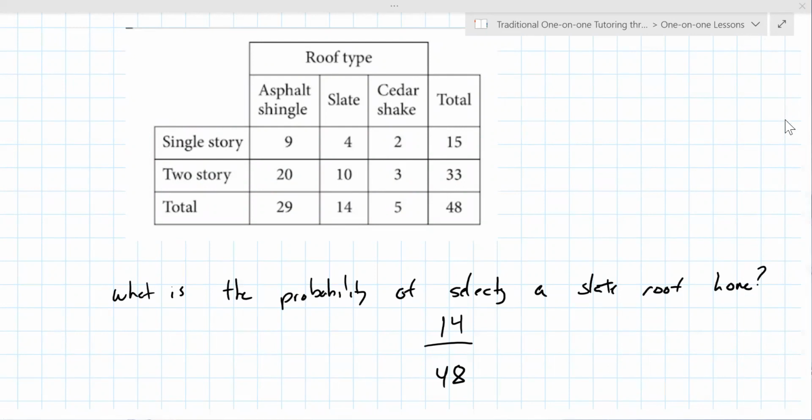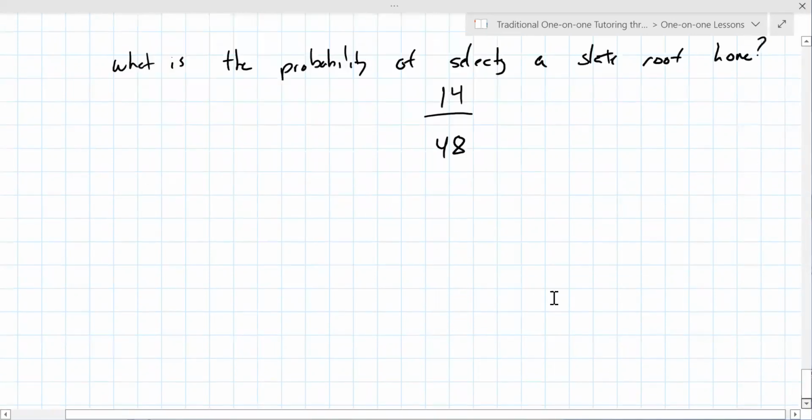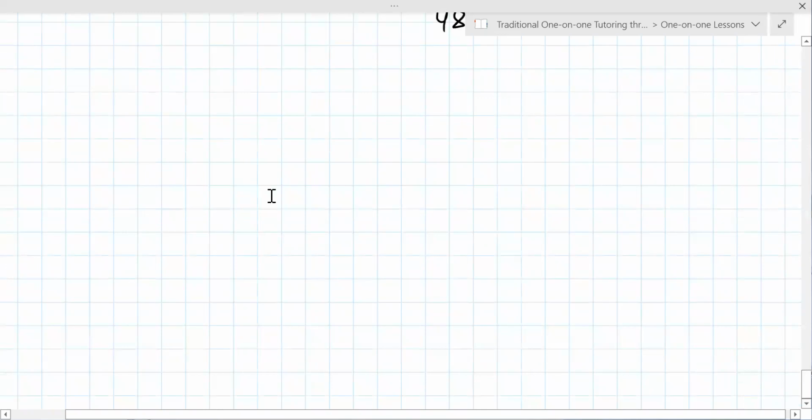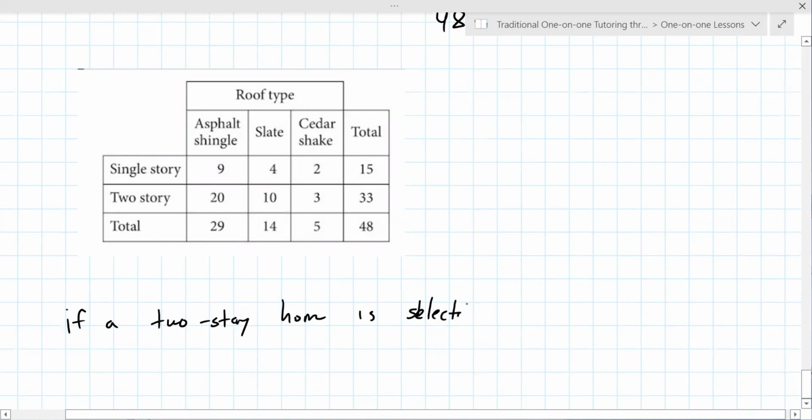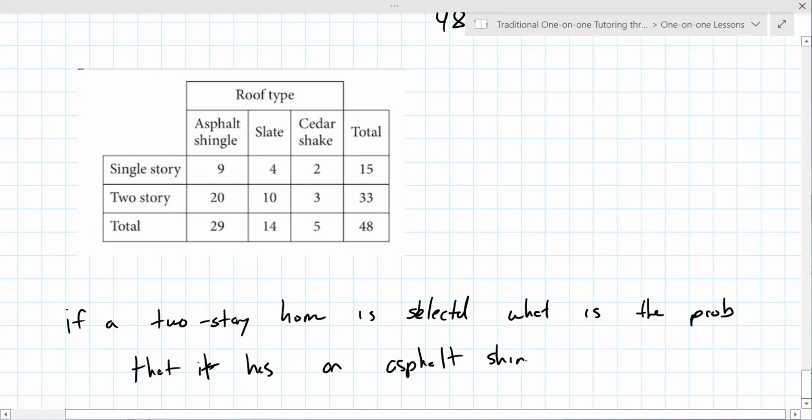Okay, let's try another one here. Same table again. If a 2-story home is selected, what is the probability that it has an asphalt shingle roof?